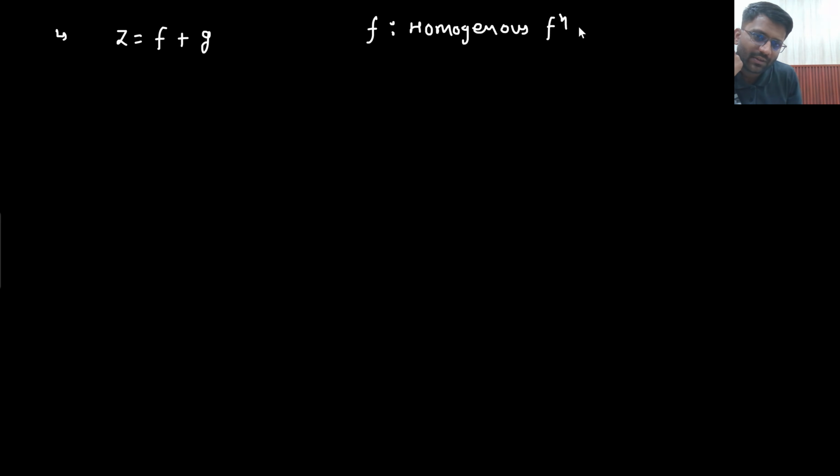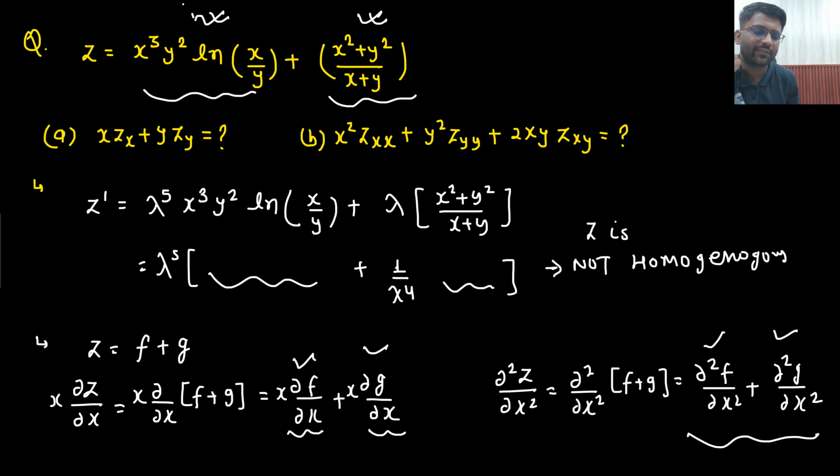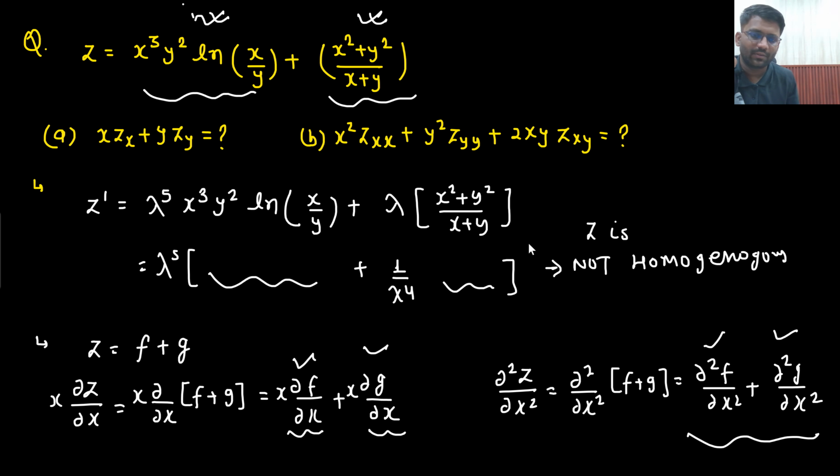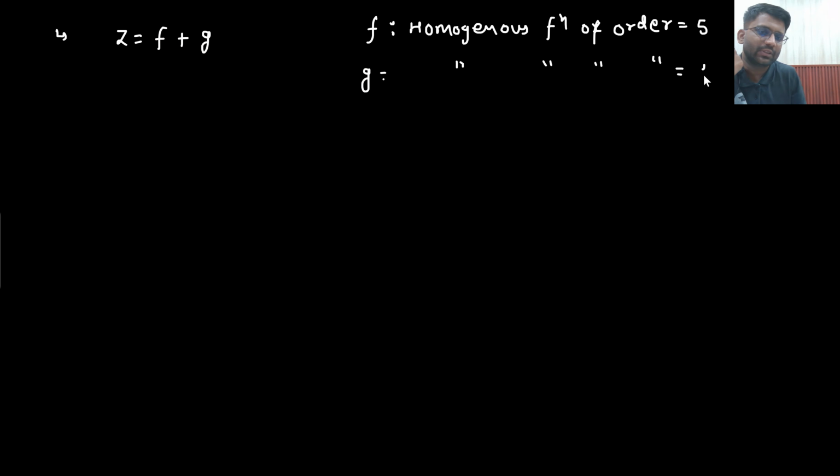So here your z is nothing but f plus g, where f is a homogeneous function of order 5. And g is also a homogeneous function of order 1. Lambda to the power 1, lambda to the power 5. So both are homogeneous functions.